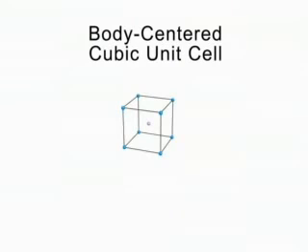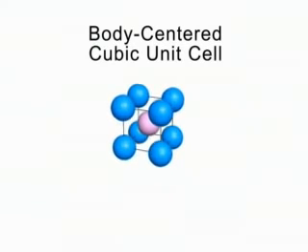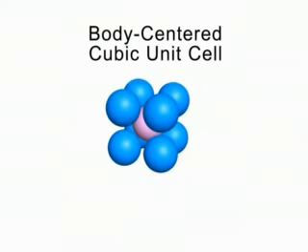The body-centered cubic unit cell has a particle at each corner and one in the center, which is colored pink to make it easier to see. With full-size spheres, you can see that the particles don't touch along the edges of the cube, but each corner particle does touch the one in the center.